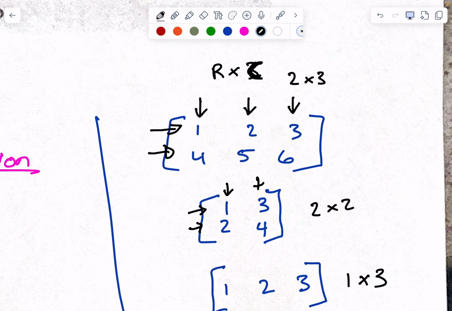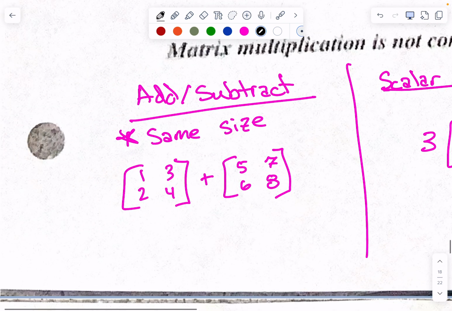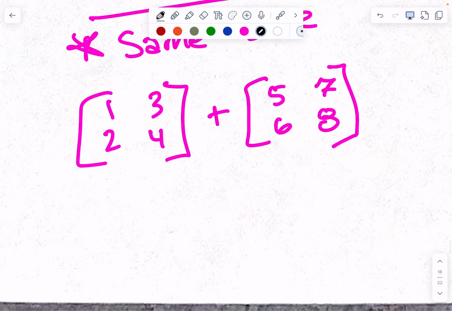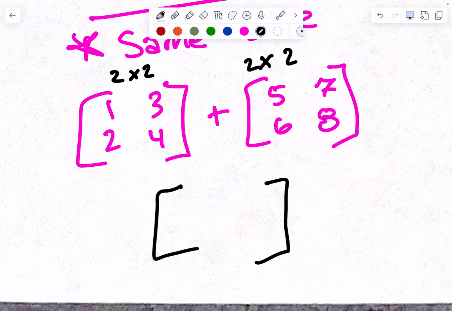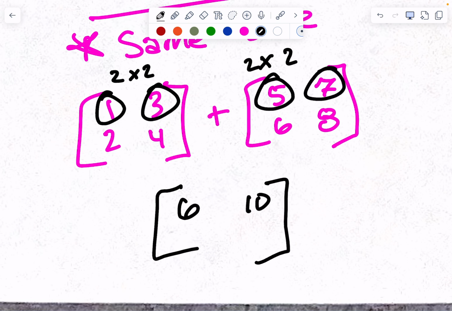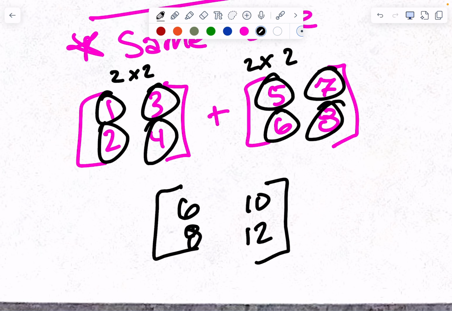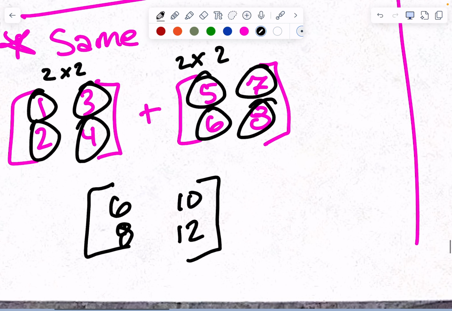So when you are adding and subtracting, you have to have 2 matrices that are the same size. Doesn't matter if they're 2 by 3s, 3 by 3s, whatever, they just have to be the same size. So these are both 2 by 2s, so I can add them together. You just add cell for cell. So 1 plus 5 is 6, 3 plus 7 is 10, 2 plus 6 is 8, 4 plus 8 is 12. If that were to say subtraction instead, you would just subtract cell for cell.